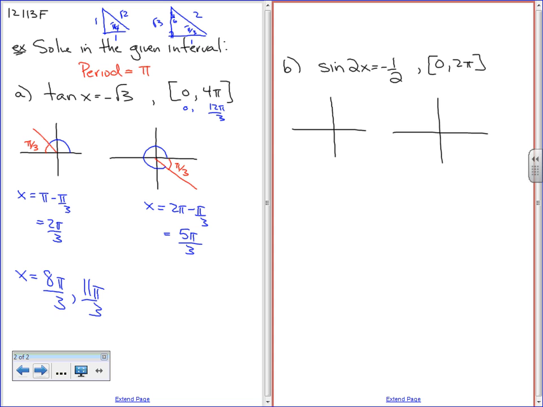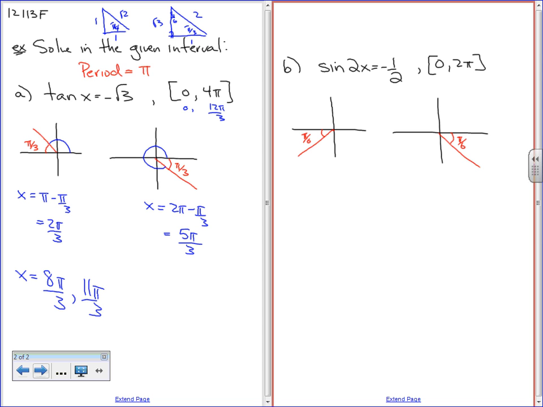So just like before, you look for the positive and the negative. Sine is negative in quadrant 3 and in quadrant 4. You look for what angle would give you a sine ratio of 1/2. So here's my 1, here's my 2. The 1 is the opposite side, so it has to be pi over 6. Pi over 6 is my related angle.